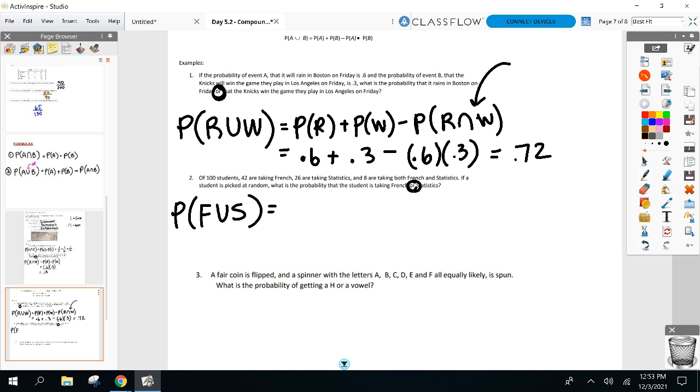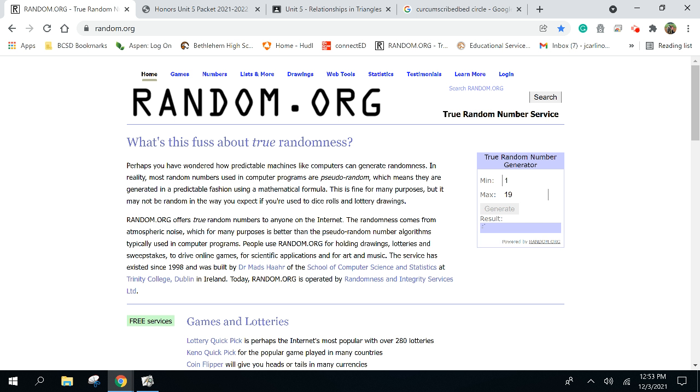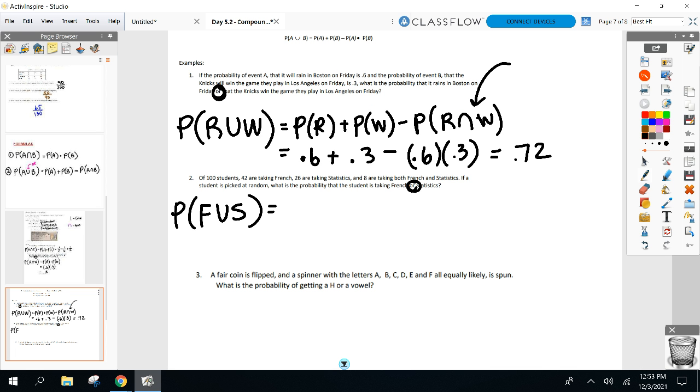No numbers, just how you're going to find it. Tell me the probability of this. Keep going. No numbers yet, though. How are we going to find this? This will be the probability of F, yep, French.